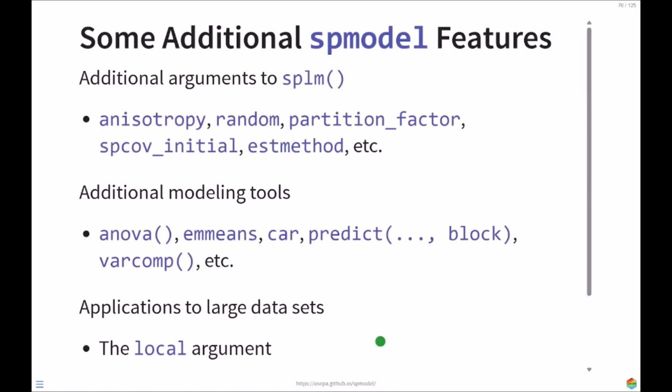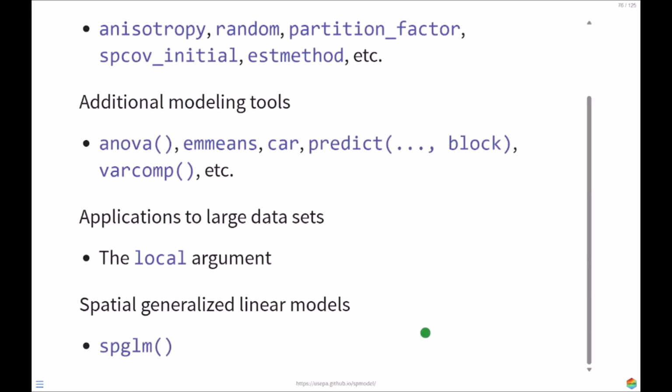Block kriging is often something that is of interest to people too. If you want to predict the average or the total in a spatial region, you can supply the block argument to predict. Varcomp is a diagnostic that separates the different pieces of variability in your model according to the explanatory variables, the spatial structure, the non-spatial structure, things like that. For applications to large data sets, these are controlled via the local argument. Spatial generalized linear models are fit with splm's counterpart, spglm, instead of glm.